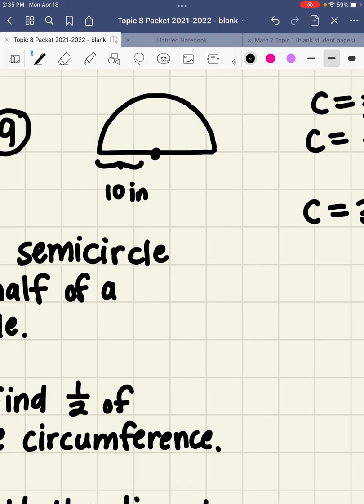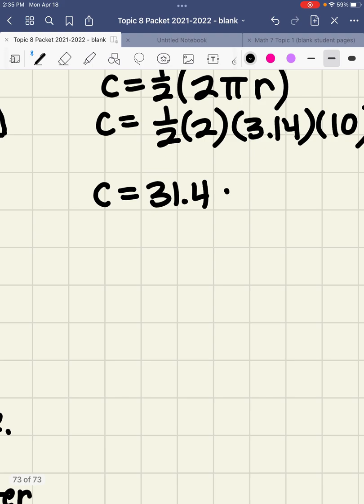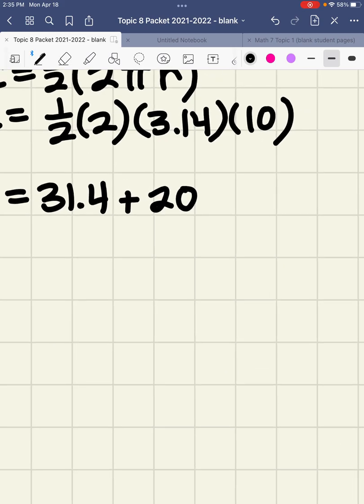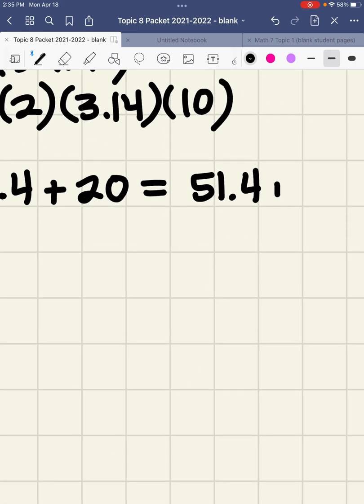So I'm going to add this distance back in. If this side over here is 10, what is this side over here? It's also 10. So my diameter is 20. So I'm going to add 20 to that. 31.4 plus 20 is going to give me my total perimeter, or my total distance around the semicircle. So that's going to be 51.4, and it should be inches.